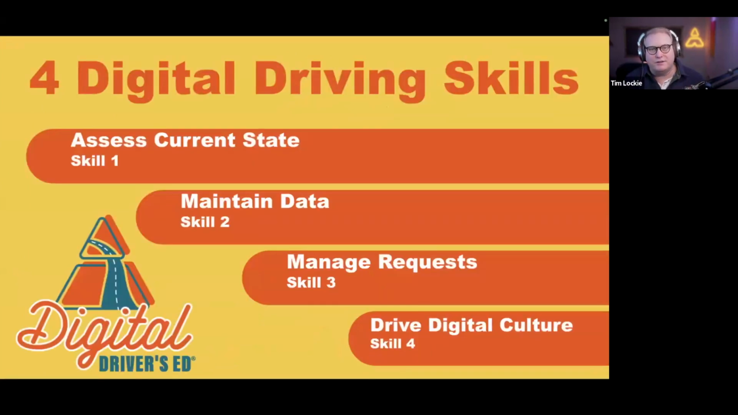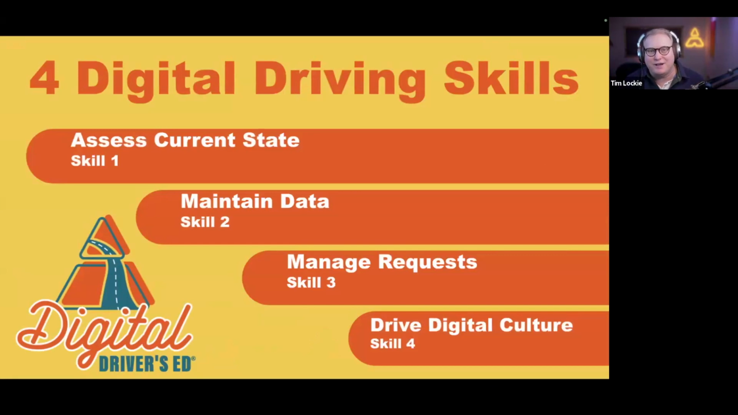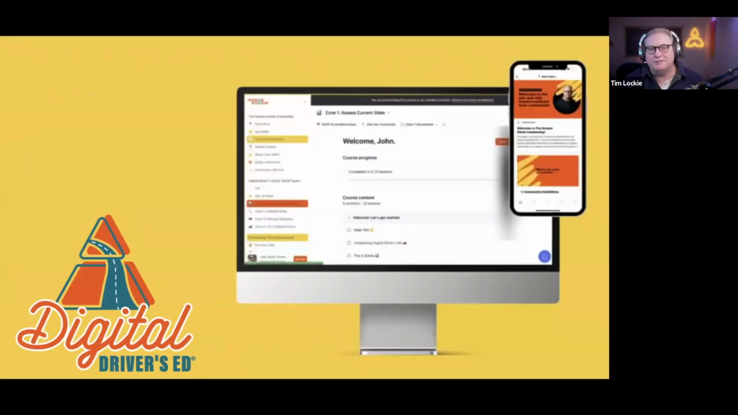The 4 skills that we taught Jennifer are assessing her current state. That's how she became an expert and seen as an expert. Instead of bringing me in to be the expert at hundreds of dollars an hour, she became the expert and she's so good. She knows how to maintain the data. She knows how to manage requests, and she is driving the culture by meeting with the team around that. They're really succeeding at that.